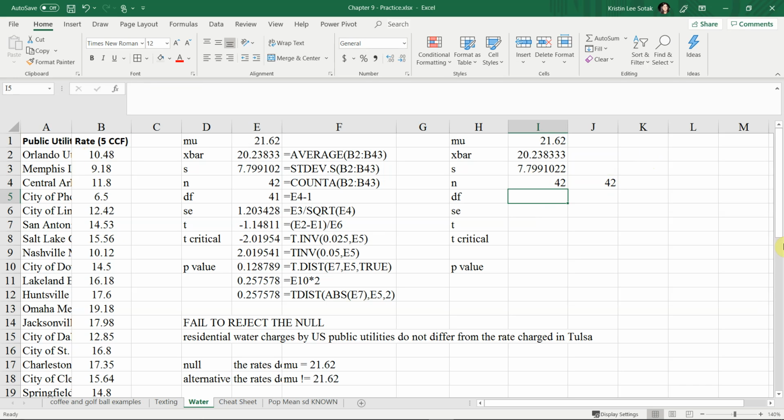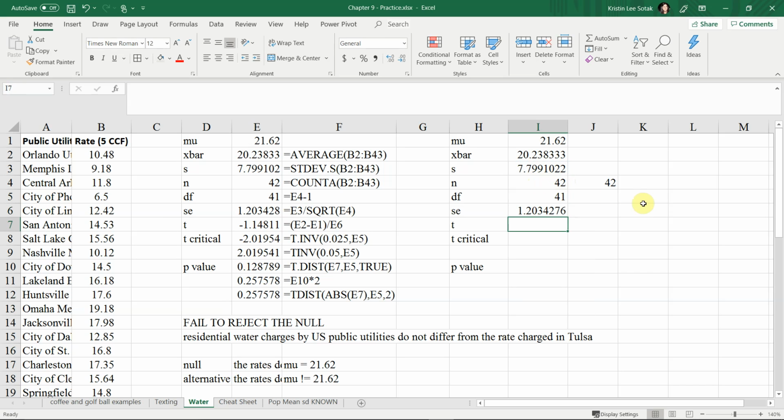Okay, degrees of freedom. This is something new that we didn't need with the one sample z-test. The degrees of freedom is equal to our sample size minus 1. Our standard error is the standard deviation divided by the square root of n. So that's our standard error.